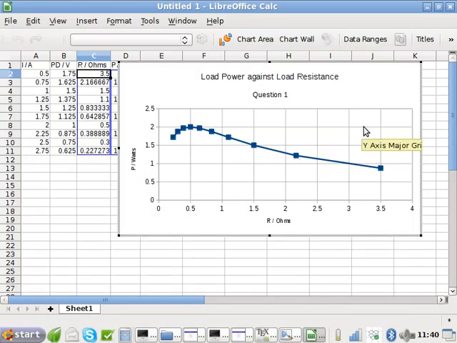Now this is actually a very interesting graph, because it's actually a famous graph in physics, and what this graph tells you is, if you make the resistance too big, you get less power. And of course, if you make the resistance too small, you get less power. There is a resistance that you can use that will give you the most power. So what exactly does this mean?